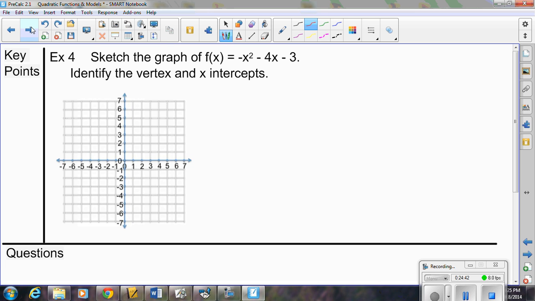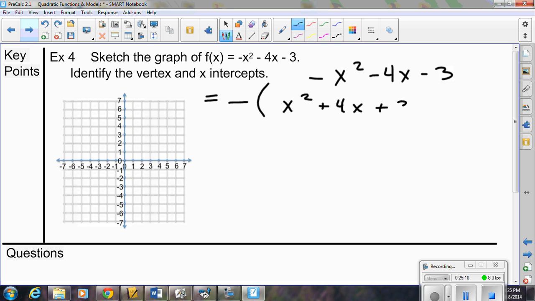Similar type. Sketch the graph. Do you notice how it's negative x squared? Negative x squared is telling us that this is going to open downward. So one way that we can do this, and there are several different correct ways to write it up, is to factor out the negative, which would give us x squared plus 4x plus 3.